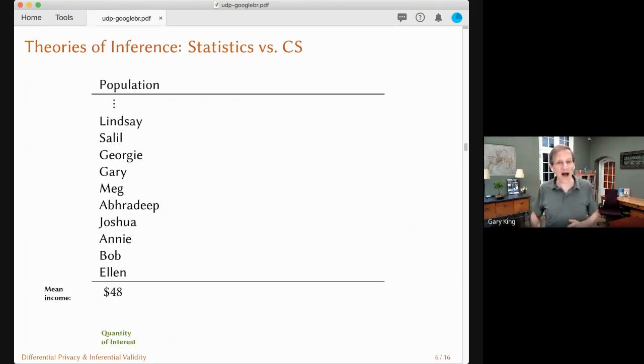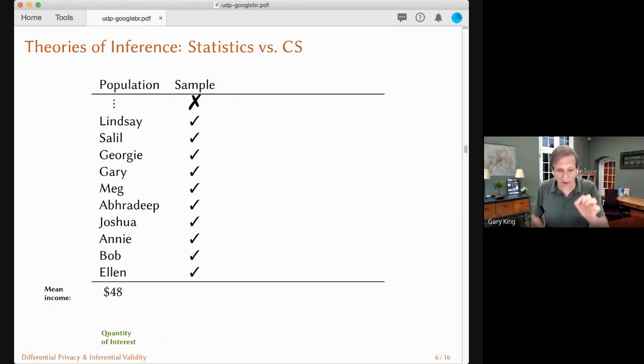So let's take a population of people. So I have a whole bunch of people there. Aberdeep's always hard to hide in the population, so I put them in there. But in any event, suppose our quantity of interest is the average income, let's say $48,000, of the entire population of people. Okay, and then we have a sample.